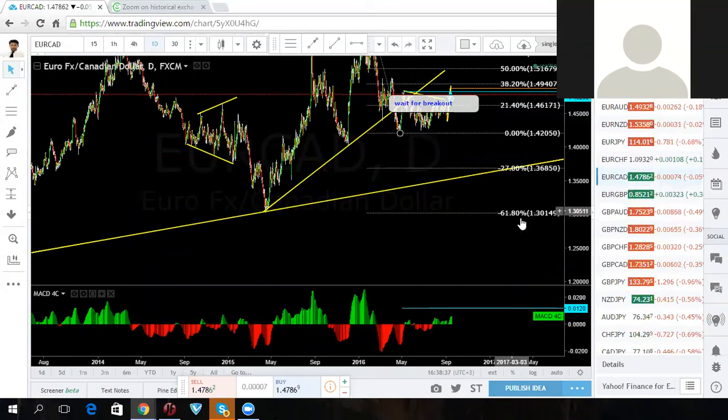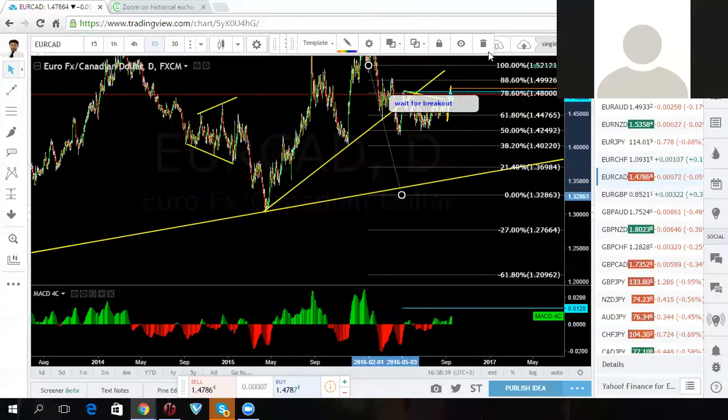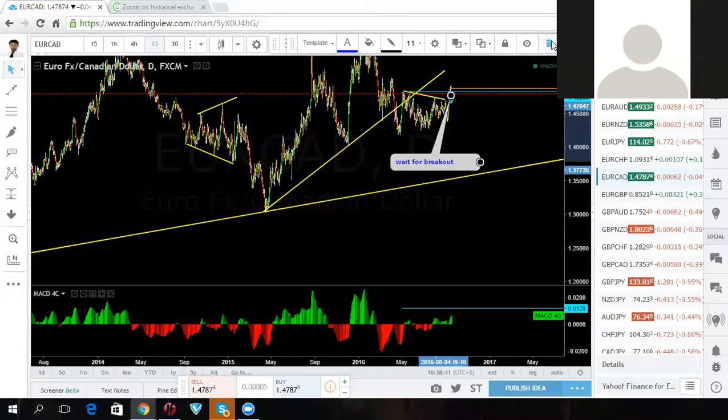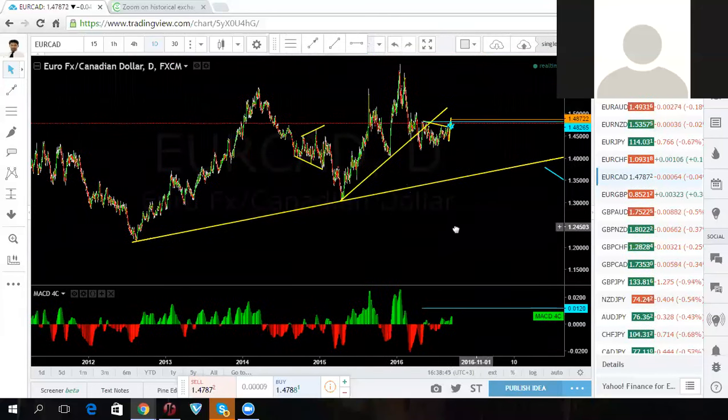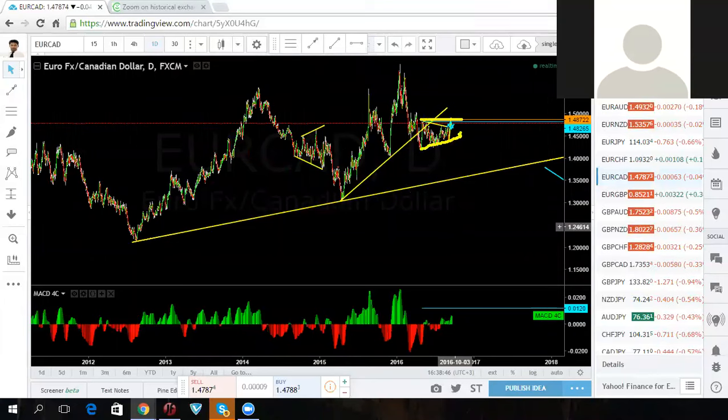Maybe the weekly will give you that structure. Let me take some of these things out so we can see it in the weekly. Yep. This is the trade I'm looking at. This whole big correction here. See that? And this should come down back to the low here.